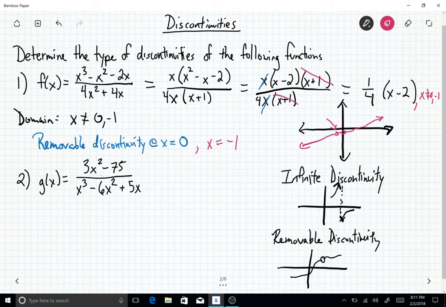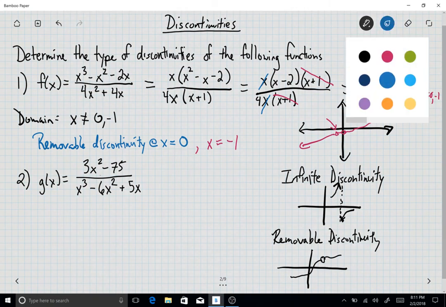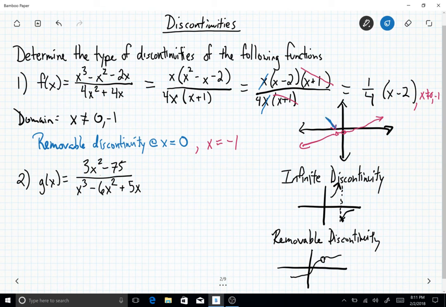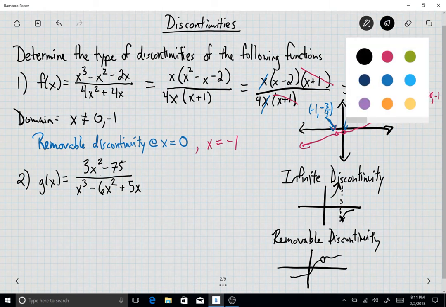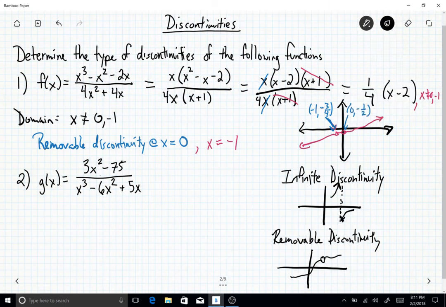So the coordinates of that point, well, that should be a different color. I'm just trying to indicate this point right here will be the point negative 1, negative 3/4. That's where one of your holes is. And the second point would be 0, negative 1/2, just by plugging it into that new equation. And that's all that's happening at a removable discontinuity. Once you simplify, you can plug it into the new equation, and that's where your hole will occur.